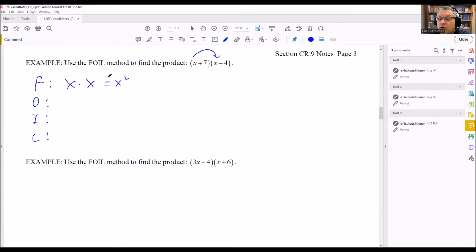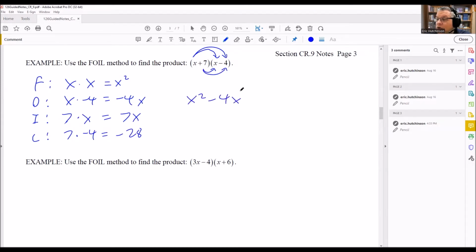So first terms we did, the outer would be x times -4. X times -4 is -4x. Now we're going to do the I, the inner terms. That's these right here. So I'm going to take 7 times x. 7 times x is 7x. The L is the last terms. 7 times -4 is -28. So we can write all this out. So we have x squared minus 4x plus 7x minus 28.